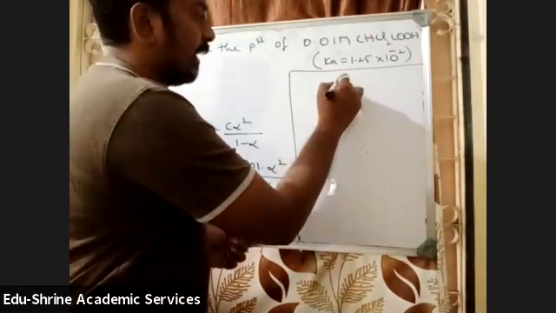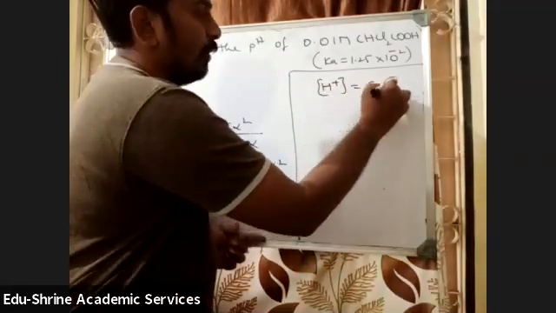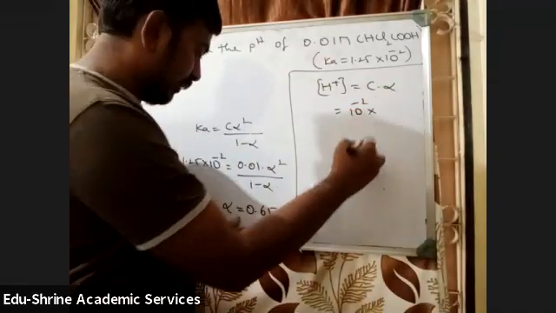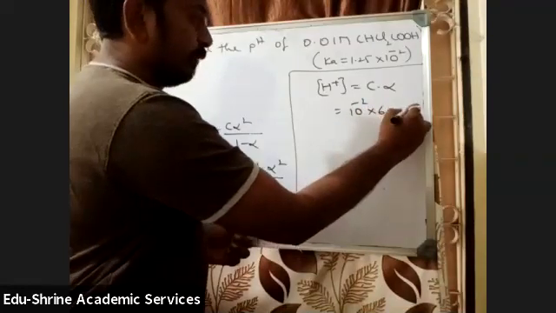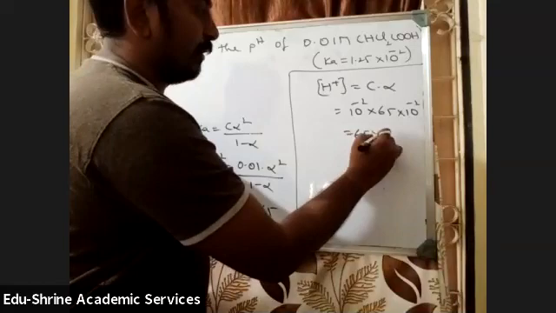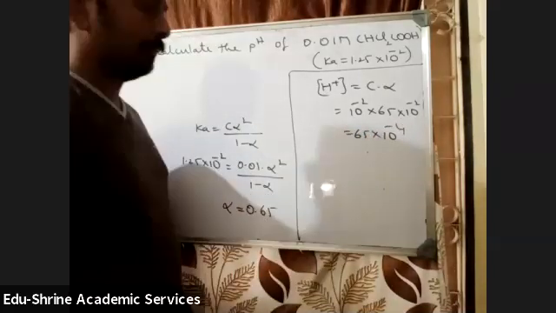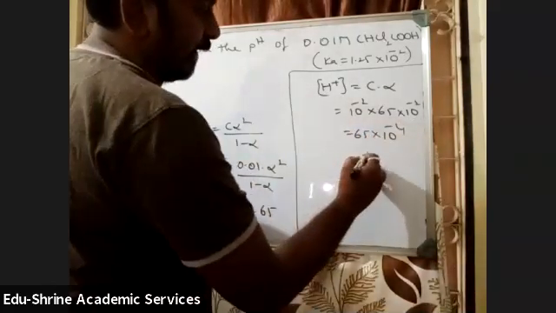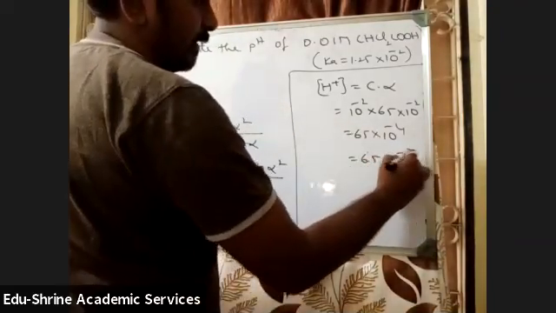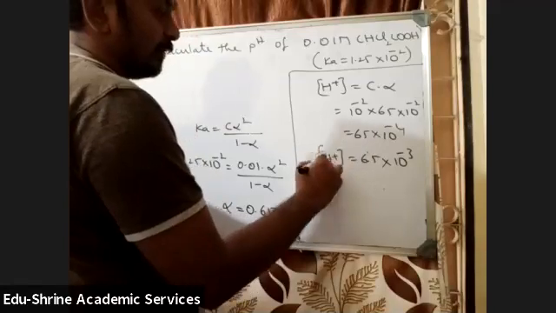Now I can use the formula H plus is equal to C into alpha. So concentration is 10 power minus 2, into the alpha value, 65 into 10 power minus 2. Okay? So this will be 65 into 10 power minus 4, or you can write it as 6.5 into 10 power minus 3. This will be the concentration of H plus.